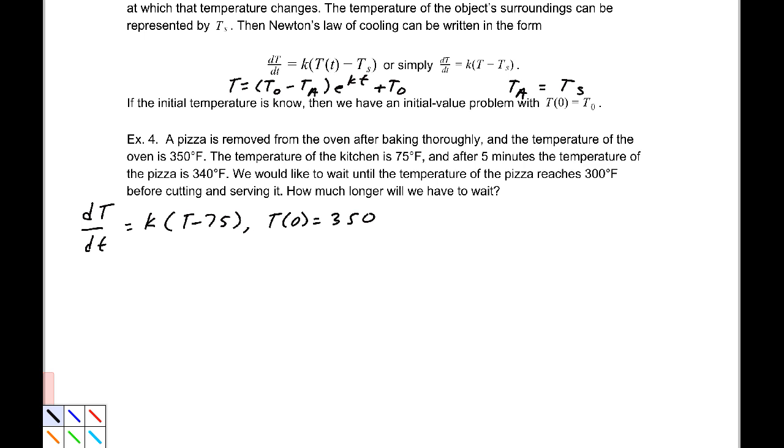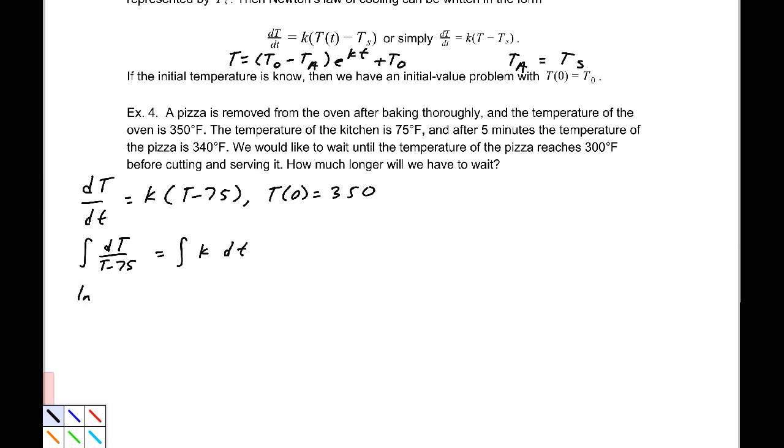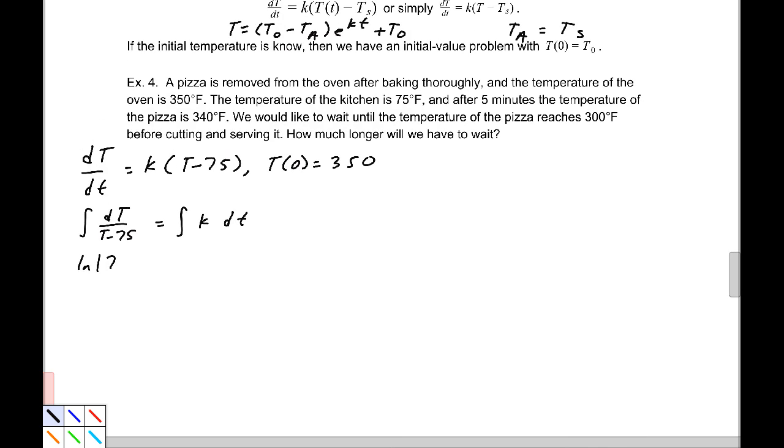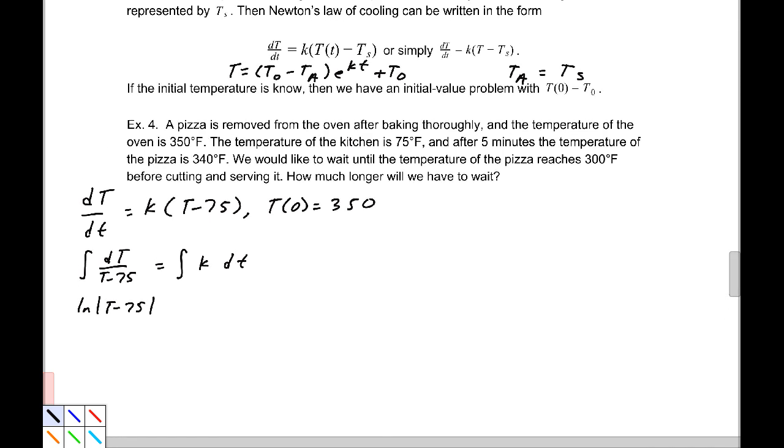So setting this up in such a way, we can write this as the integral dT divided by T minus 75 equals, I'm going to go ahead and throw the antiderivative in here, the integral of k dt. So that we have natural log, absolute value of T minus 75 equals kt plus C.